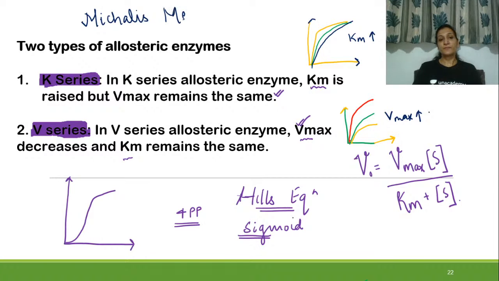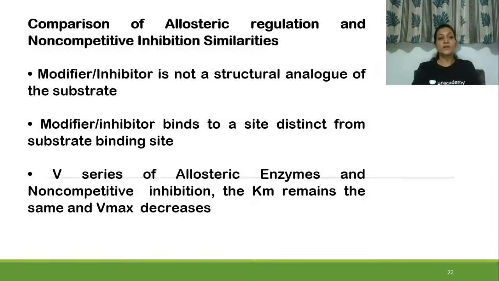Michaelis Menten equation oblique graph. So I hope you people have understood how the things are occurring in the case of allosteric regulation, right? So we are done with isoenzymes and allosteric enzymes, and we have discussed all the important points which are important according to the competitive exam point of view.